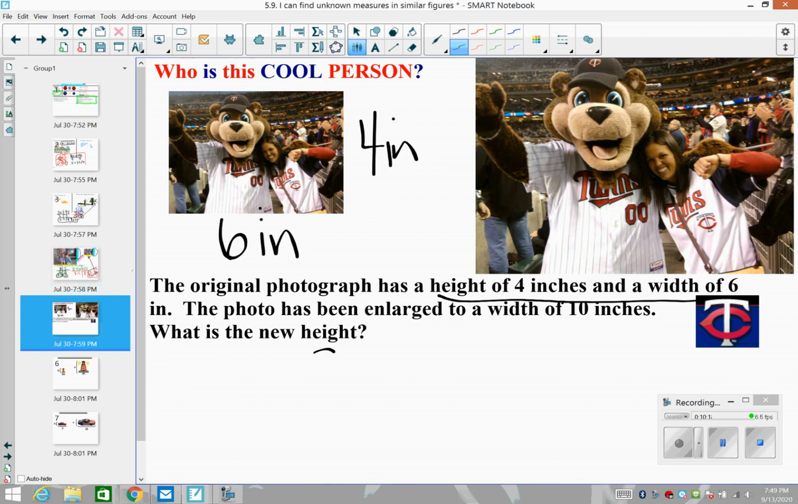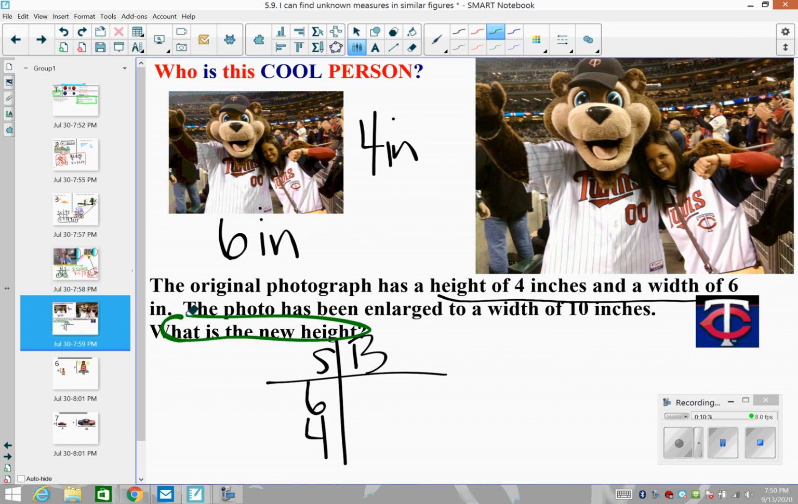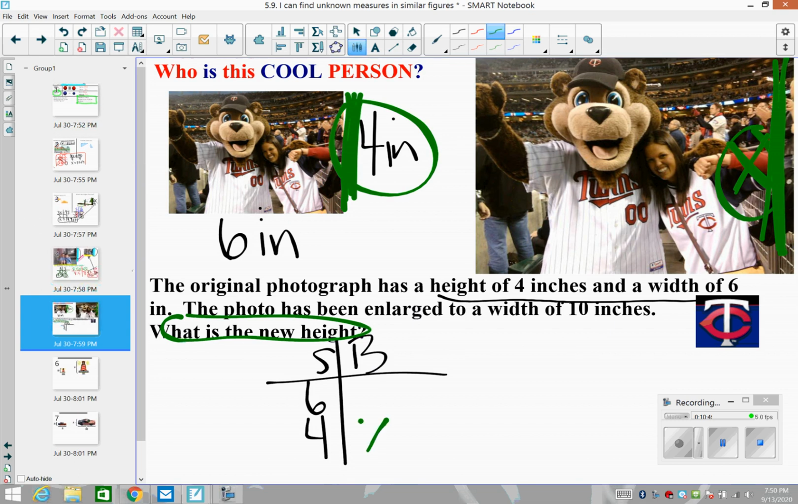So if we take a look at the small figure, we recognize that that is 6 and 4. If we make this in a large poster size in my classroom, because it's so awesome, we would have to figure out how much do we need to make the height. What is the new height? Well, 4 is the old height. The question is, what's the new height going to be? That's my x. So 4 and x are in the same position.